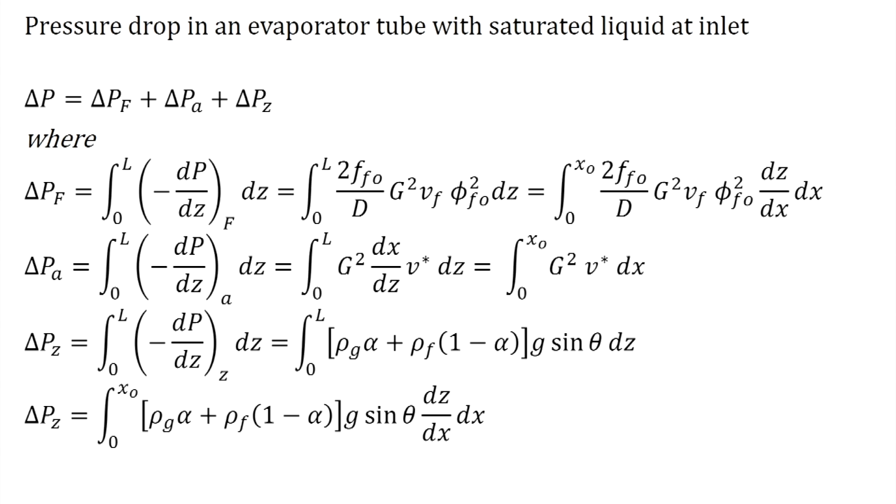Delta Pa is the integral of dp by dz A, and we substitute the expression. So, we get 0 to xo integral of g square V star dx. Then delta Pz is the integral of dp by dz, and after substituting the expression and converting to dx we get 0 to xo rho g alpha plus rho f 1 minus alpha g sin theta dz by dx dx.